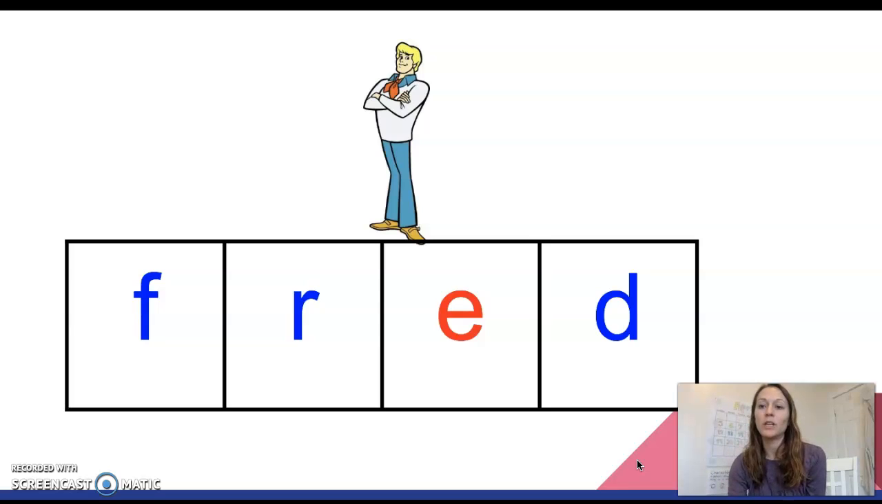So you're going to take what you know about segmenting words by stretching out the sounds and separating them and think about what does each sound like and what letter is saying that sound. That's going to really help us to start spelling words on our own.